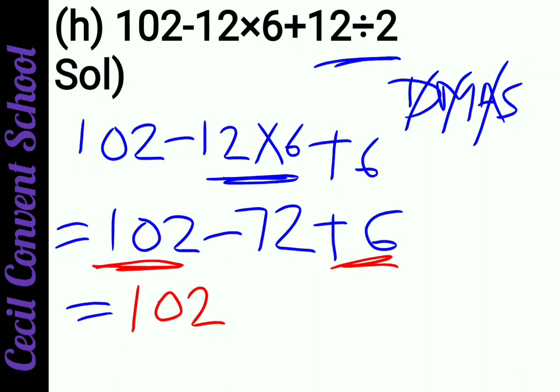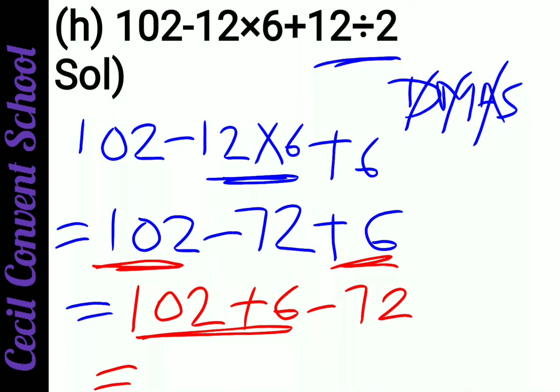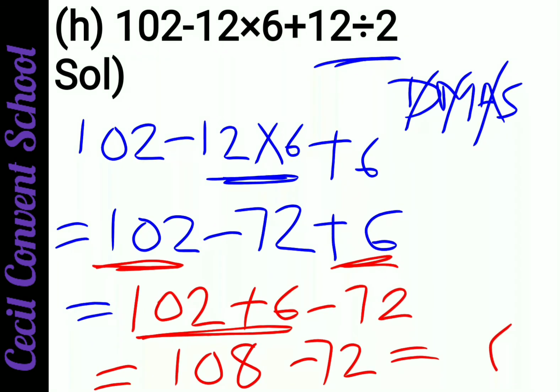After 102 I will write plus 6, not minus 72. Minus 72 I will write after this because we are solving the addition operation. 102 plus 6 is 108. Clear? 108 minus 72. Now 108 minus 72, what answer comes? 8 minus 2 is 6. 10 minus 7 is 3. Clear? So the answer comes 36.